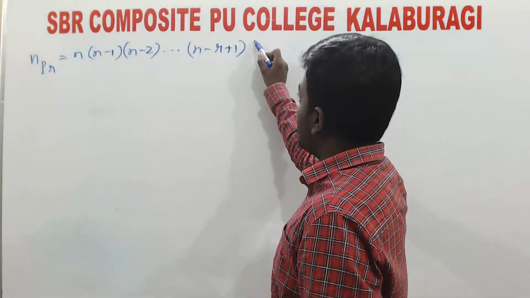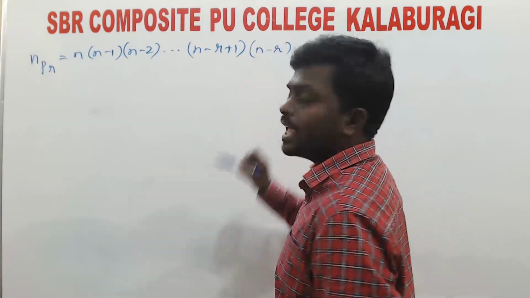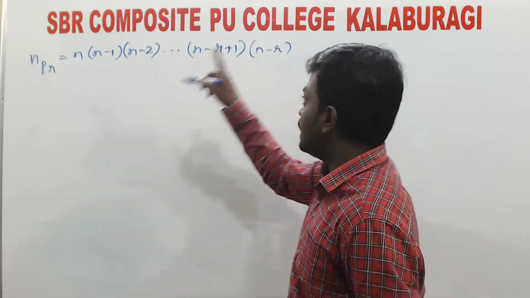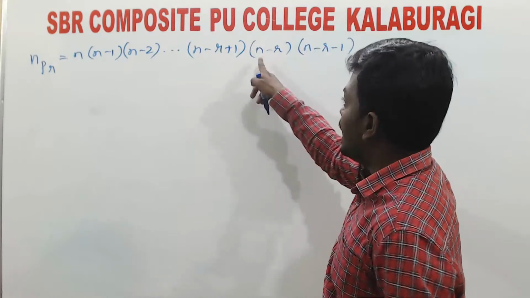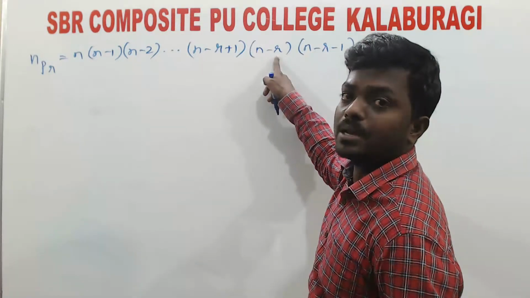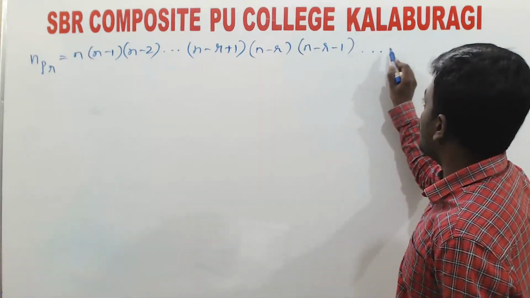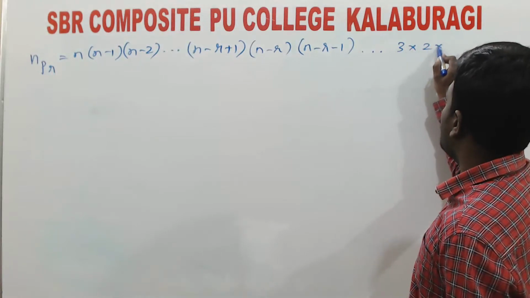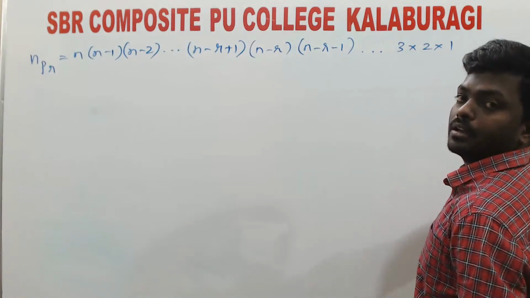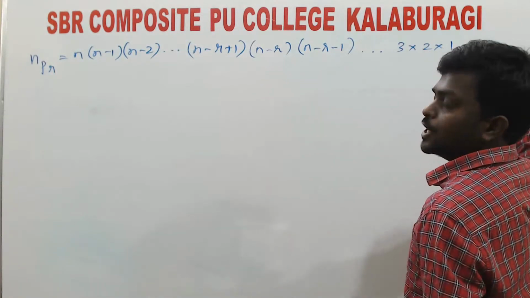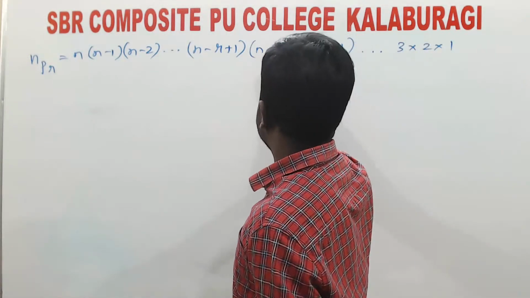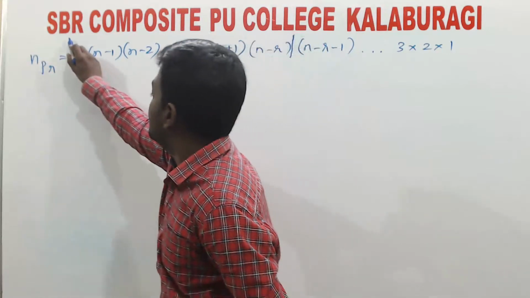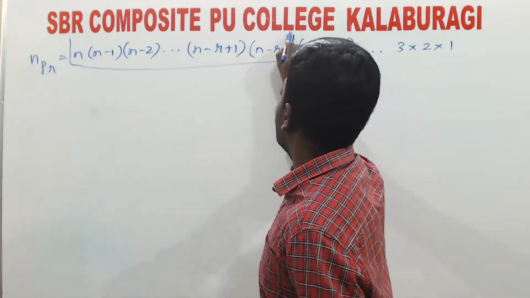The next place will be n minus r. Similarly, the other next place will be reduced by 1, n minus r minus 1, and so on up to 3 into 2 into 1. It will be reduced till the last. So only this much is our nPr.